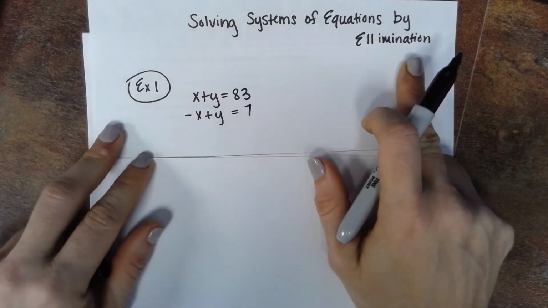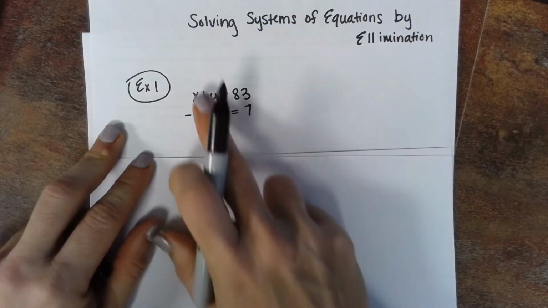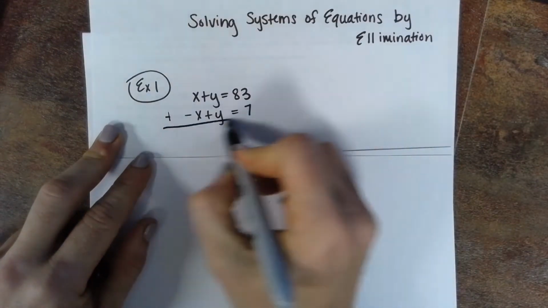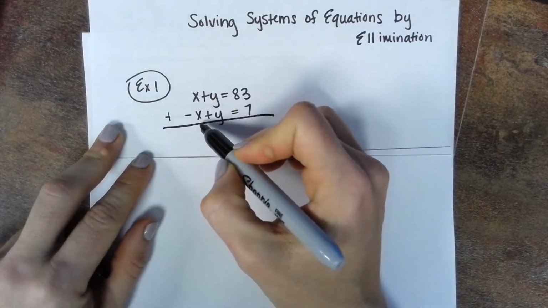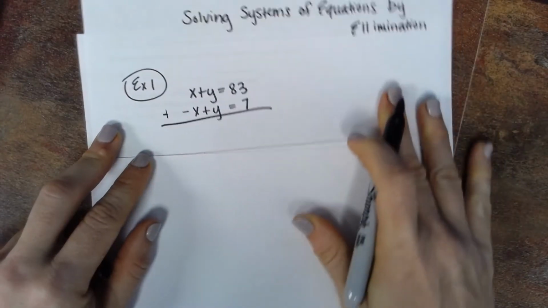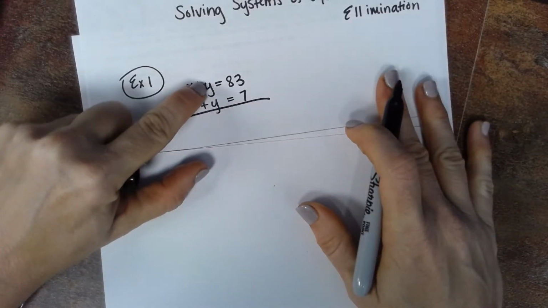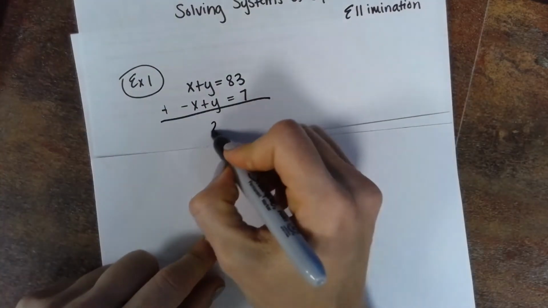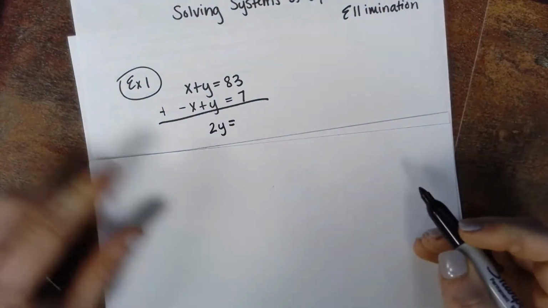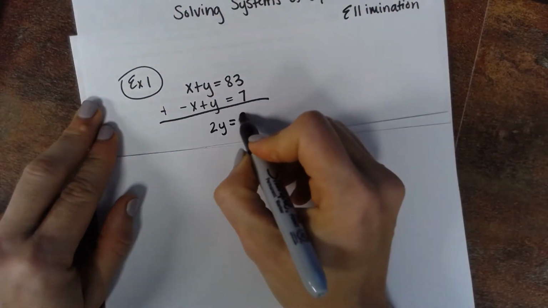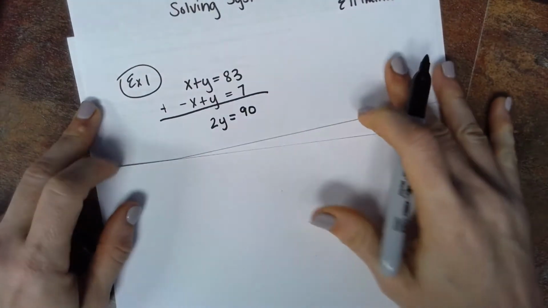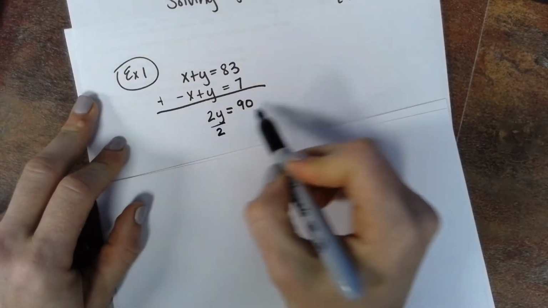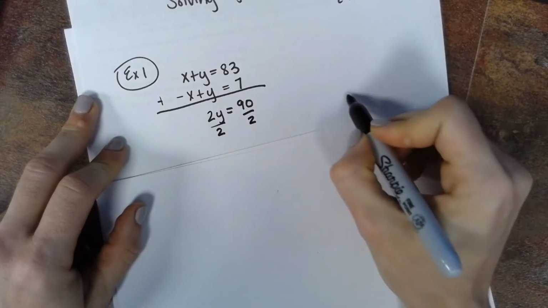And so what you can actually do is you can add these two equations together, and if you notice, a positive x and a negative x will cancel. Positive y and positive y is like 1y and 1y, that'll make 2y. And 83 and 7 make 90. And then I have a pretty simple equation to solve. I would just divide both sides by 2. I get one of my values.